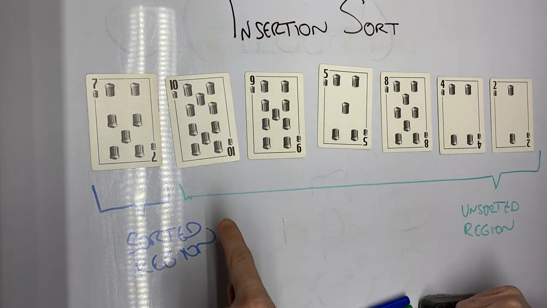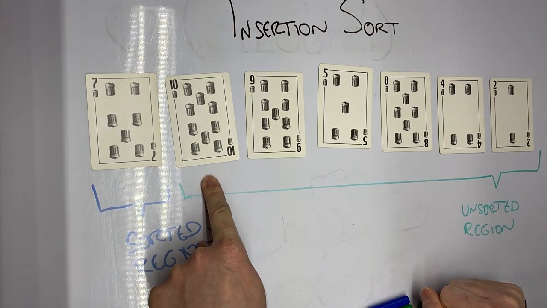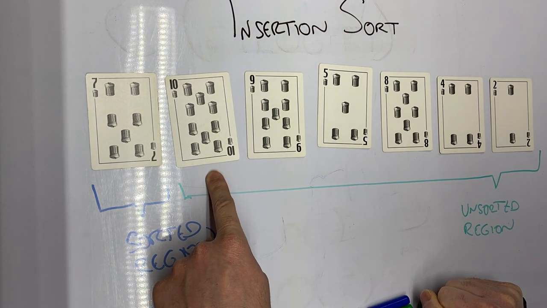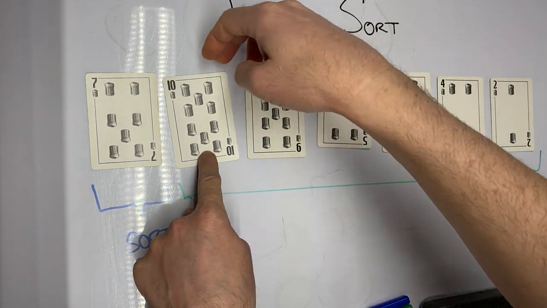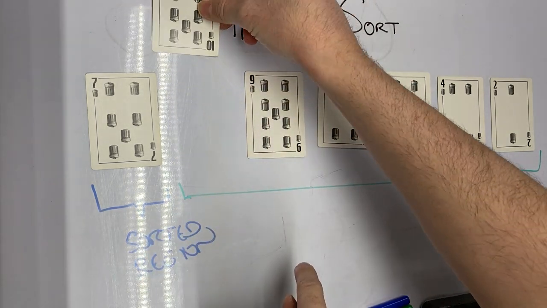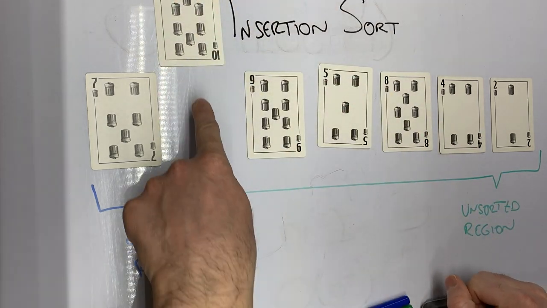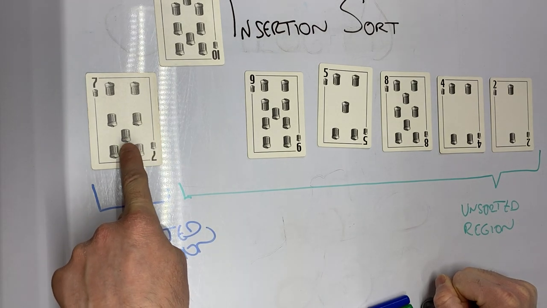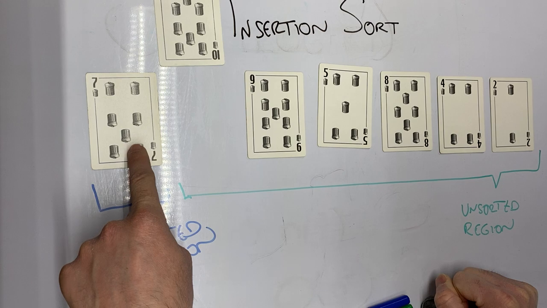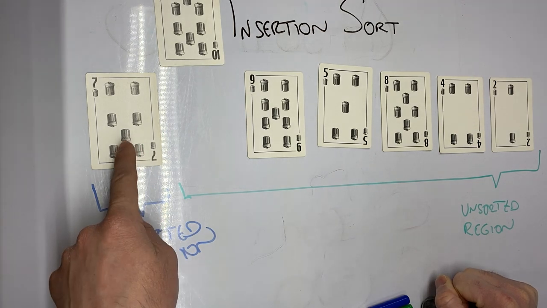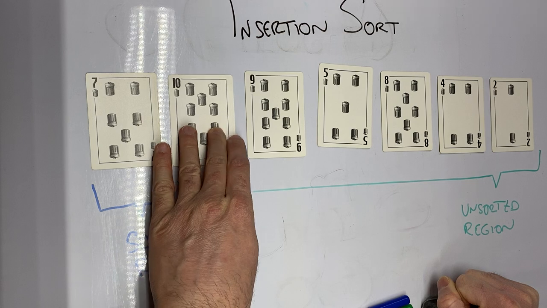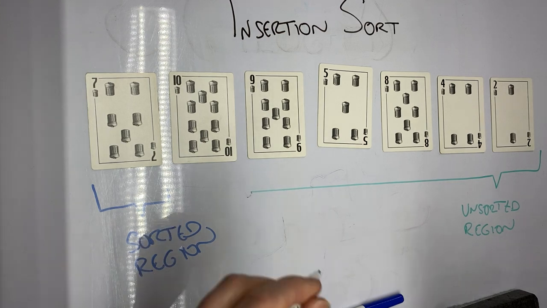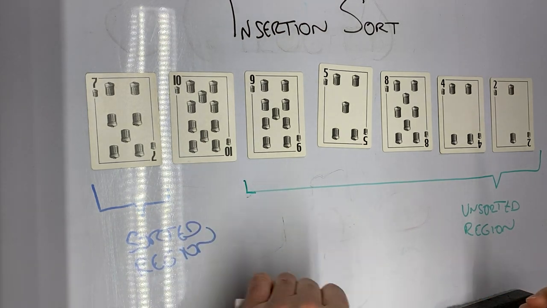And then we're going to look at the very next card in the unsorted region, and determine where that goes in the sorted region. So 10 is the very next card. You can think about it as we remove it from the list, leaving this hole. Then we look at the last card in the sorted region and determine if it needs to be shifted to the right. Is it greater than the card that we're inserting? 7 is not greater than 10, so we simply insert the 10 right where it is. And I will adjust the sorted and unsorted regions accordingly.